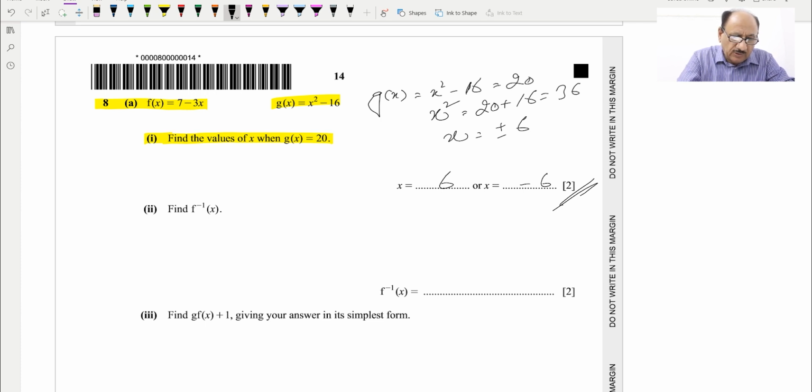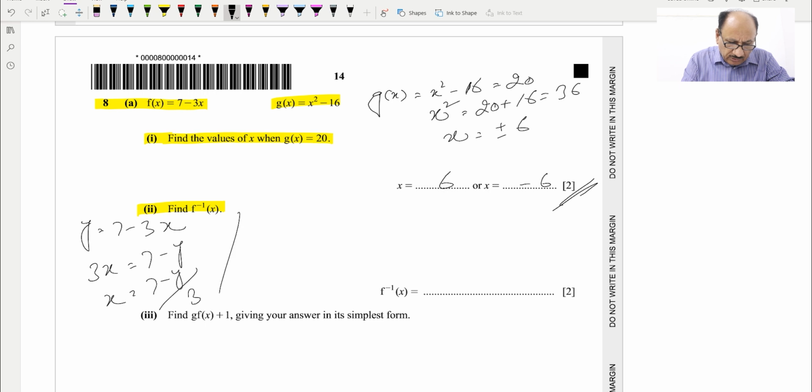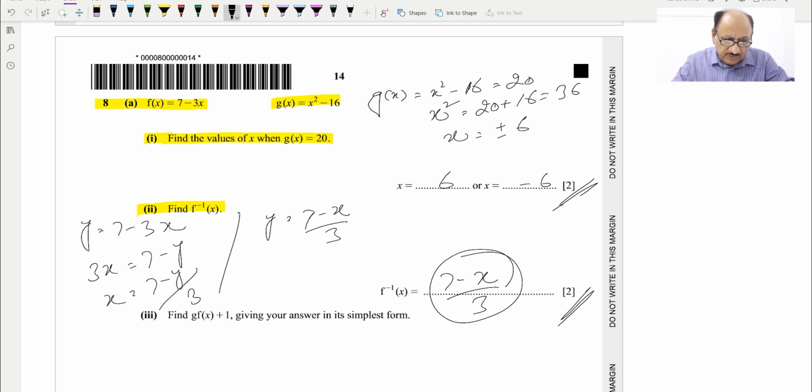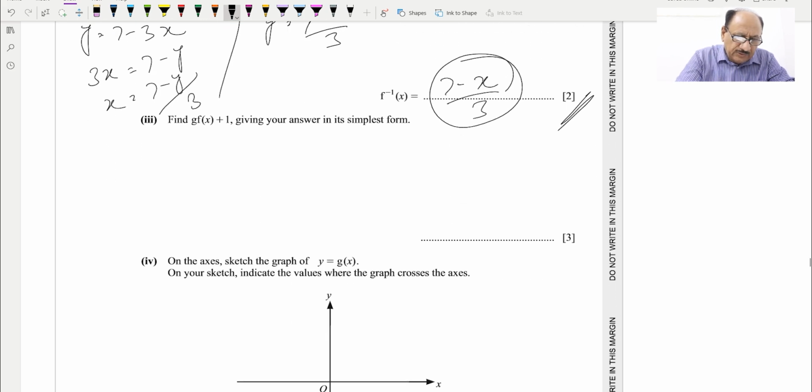Hopefully you got this. Now second part says f inverse of x. We need to find f inverse of x. So we can write y is equal to 7 minus 3x. Will make x a subject. So 3x will be equal to 7 minus y. So x will be equal to 7 minus y over 3. And now we can swap x and y. So y is equal to 7 minus x over 3, and this will be 7 minus x over 3 will be our final answer for 2 marks. Hopefully you understand this.